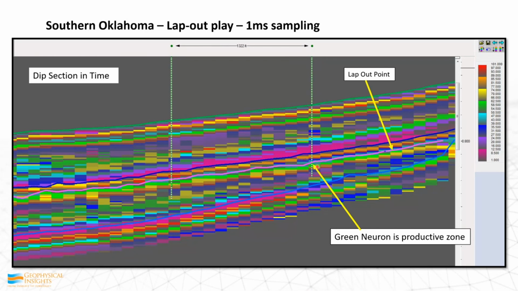Now, in this case, we have gone down dip and even have one more well down dip from this and have yet to find a water leg in this. But I have gone too far up dip and absolutely missed the sand altogether. But this green neuron right here is what we're chasing.